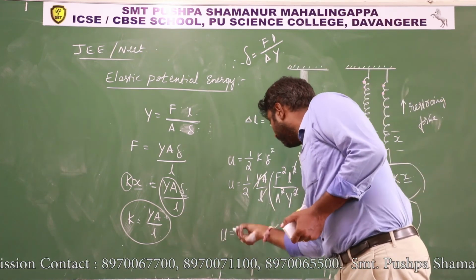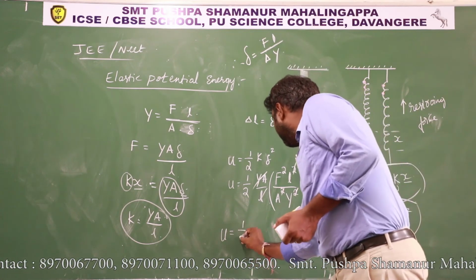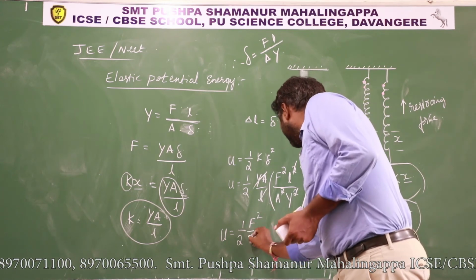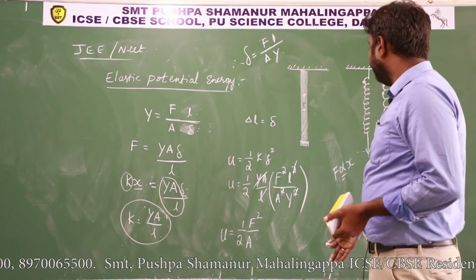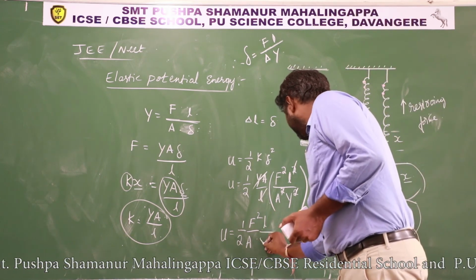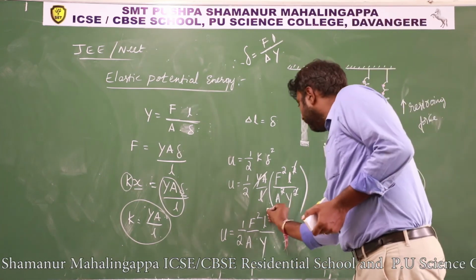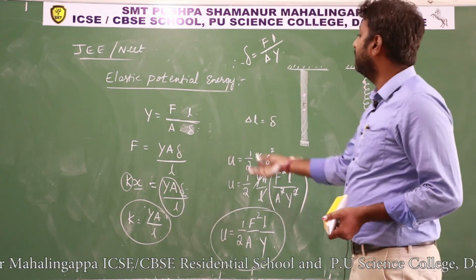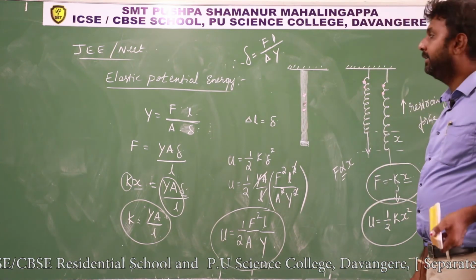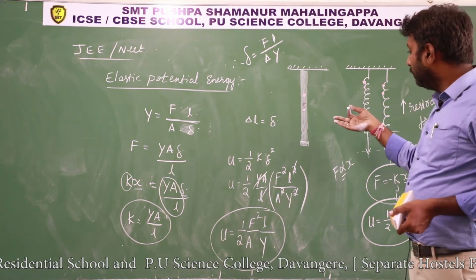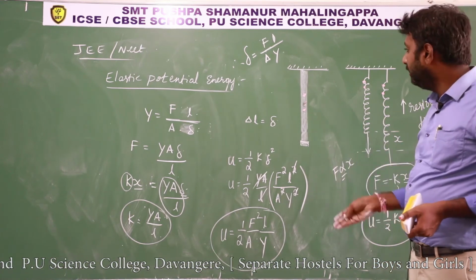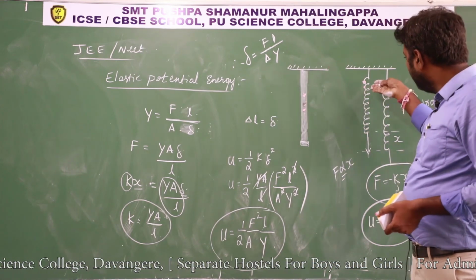What is the expression we got? That is 1 by 2 F square divided by A, and here L divided by Y. This is the formula we got as potential energy, elastic potential energy stored in the rod due to its own weight. Okay, because due to own weight only we are considering the length of the rod is increased, and this is similar to the spring.